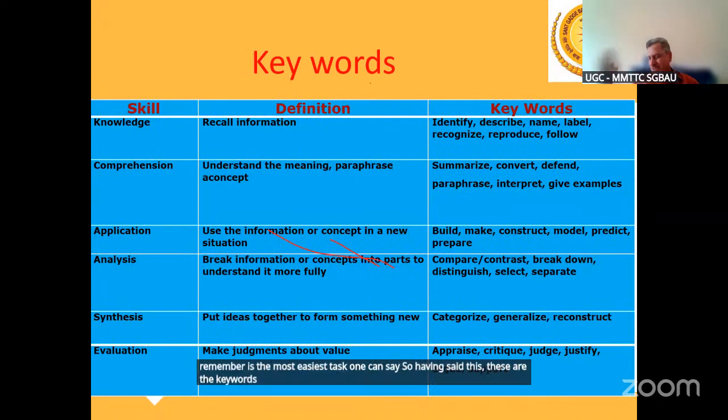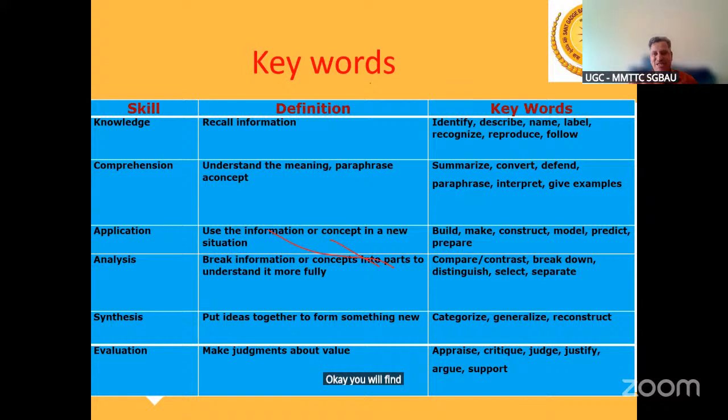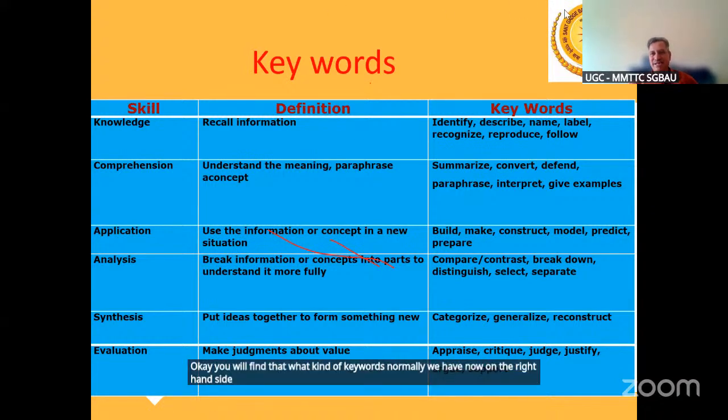Now if you look at any year's examination paper, you will find what kind of keywords we normally have. On the right hand side, you can see keywords like identify, describe, name, label, recognize, procedure, and follow, right? So we know most of the time we work at the bottom level, that is the knowledge level.